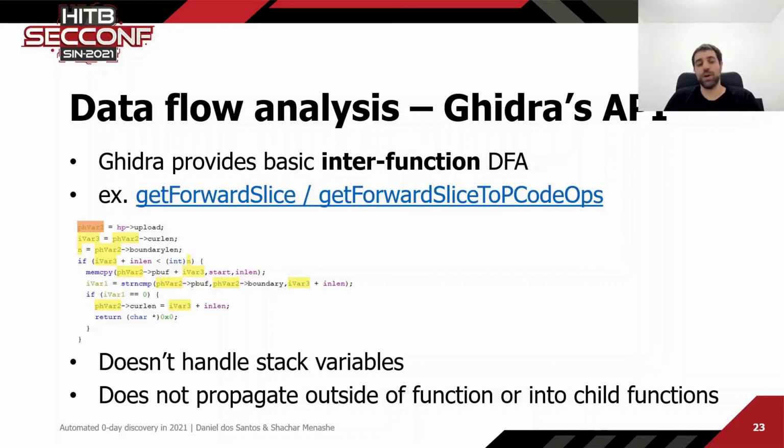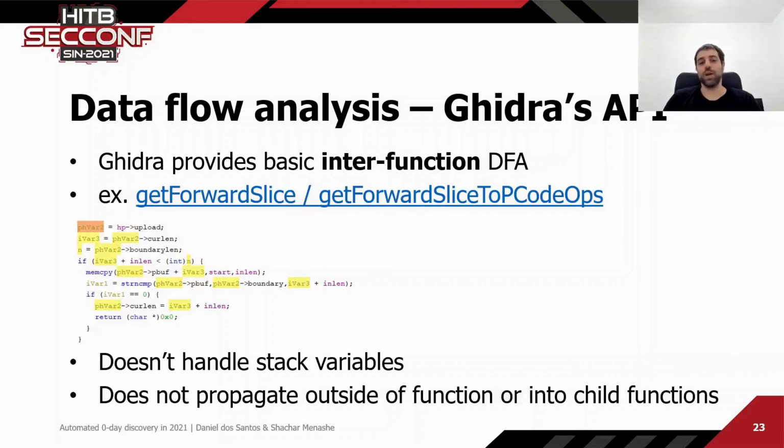And actually Ghidra provides a basic API for this. It's called getSlice or getSliceToPcodeOps. It depends on what you want to get. But this is intra-function, so it will only work inside the same function. It will not show you where the variable propagates outside of the current function. It also doesn't work very well with stack variables. Sometimes it works, sometimes it doesn't, but it's a bit iffy.